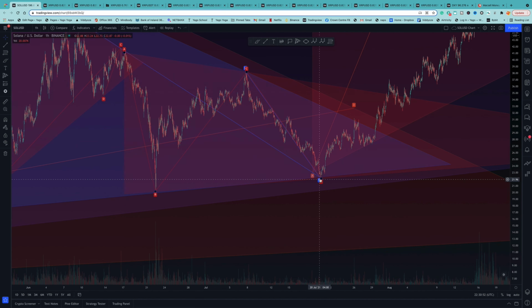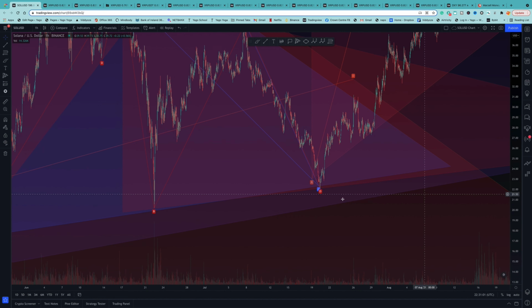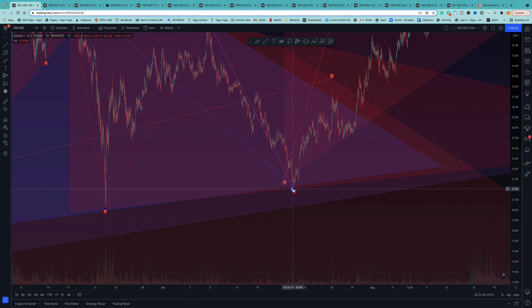Here is the end of the ABC correction on the weekly, the daily, the 4 hour, and the hour. Right here, that beautiful moment of confluence. Then you get the retrace, which is where we are now, and then look, it goes up, and then look, you get this retrace down, and it's creating this double bottom.